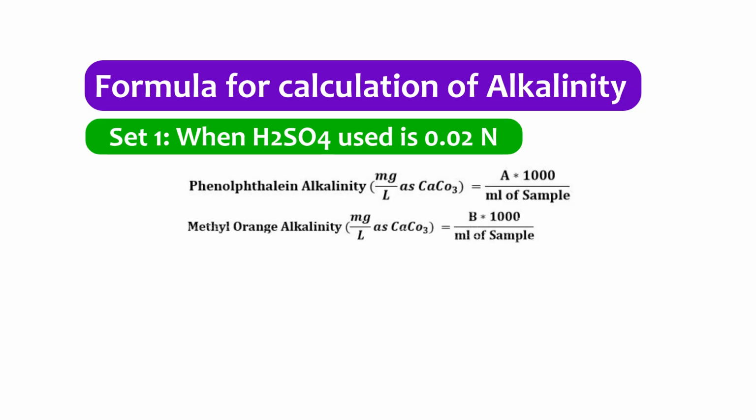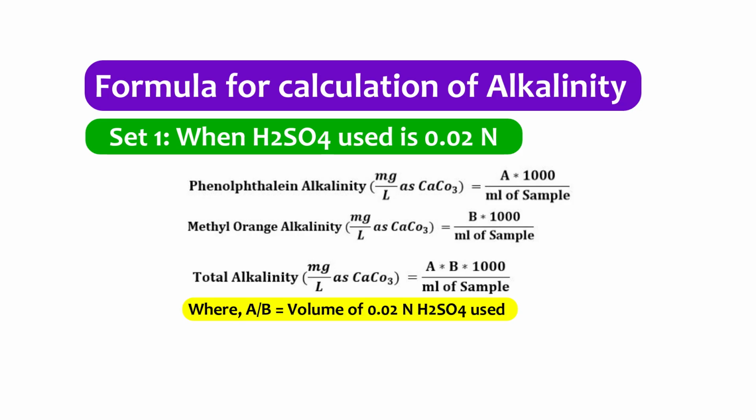It is then followed by methyl orange alkalinity, and the formula for methyl orange alkalinity is B into 1000 divided by ml of sample used for analysis. And then cumulatively, we will determine the total alkalinity of the water samples. And the formula for total alkalinity is equal to A plus B into 1000 divided by ml of sample.